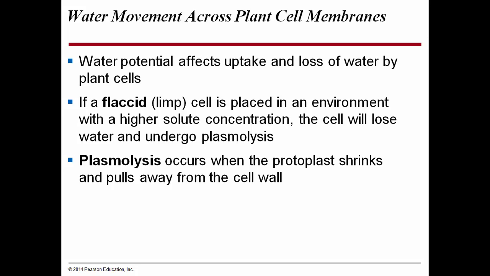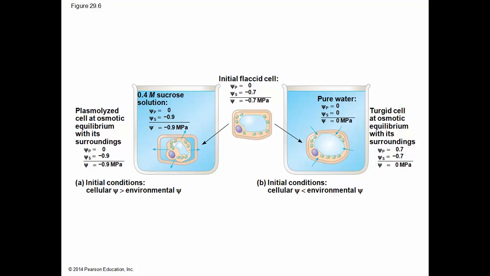When you put this flaccid cell into pure water, which has more water available to it, it's got a solute pressure of 0. It allows for the plasma membrane to increase in size, because water is going in there where there's a lack of water because of the increased solute pressure. So water is going from the concentration of high water through osmosis into the concentration of low water, and it's causing that membrane to expand.